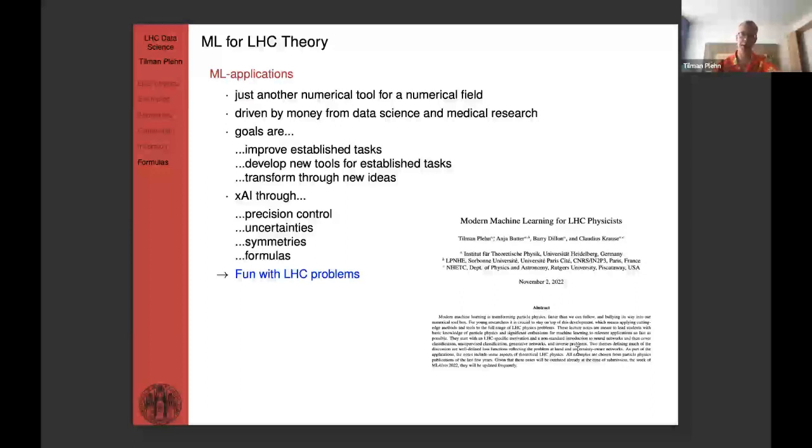I should also advertise, we have a set of lecture notes where we wrote up lots of things in Heidelberg that we either thought were super cool or that did work.